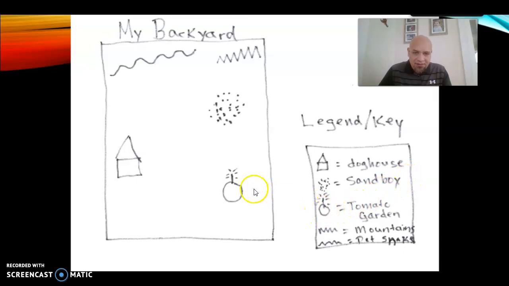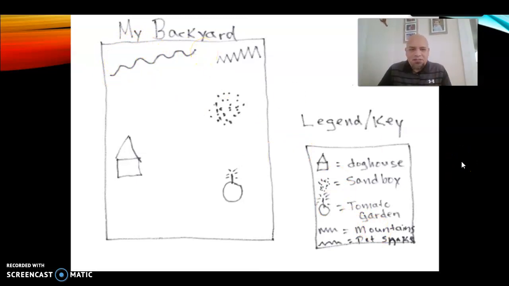This thing that kind of looks like a bomb maybe, it's really a tomato garden, right? And that's right here. These are mountains that I have in my backyard. Not really, but this is. And then this that we thought was a river is actually my pet snake. That's where my pet snake lives. Again, not really, but all right.